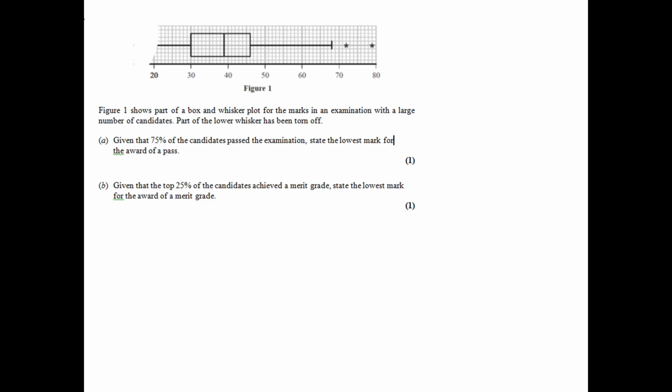Where we've got 25% of the data below, that is describing the lower quartile. We can read off the lower quartile from our box and whisker plot. So the answer is 30.